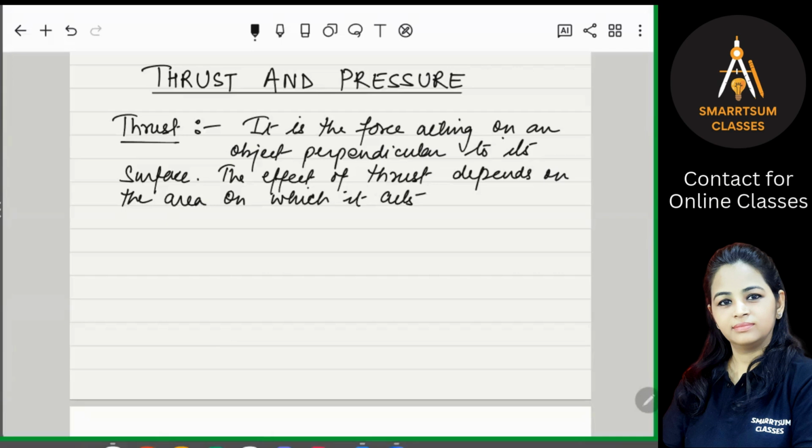Thrust is a force which is always acting perpendicularly on the surface of the object. It depends on the surface area of the object, right? Now, if we talk about the unit of thrust, it is Newton. Because this is a force, therefore the unit will be the same, and it is a vector quantity.